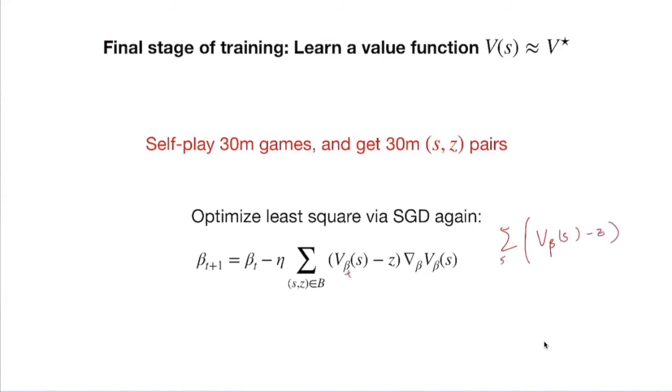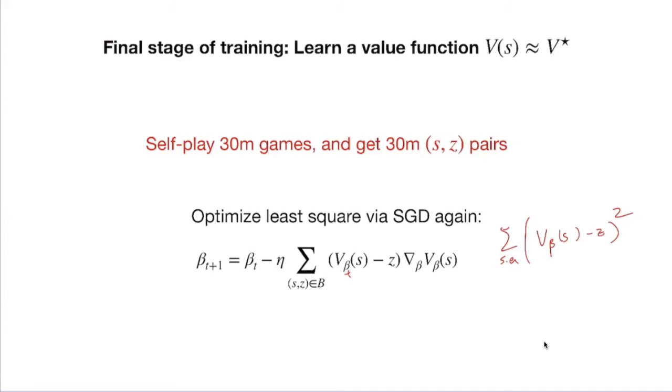minus Z, right? So again, you just do a mini batch sample from the whole data set, compute the gradient of each sampled state and Z pair, take the average. That's your unbiased estimate of the gradient of this least square loss function, right? And then the gradient descent. Okay, so that's basically the way that they train the value network. Again, they use very simple stuff, right? Least square regression and stochastic gradient descent.